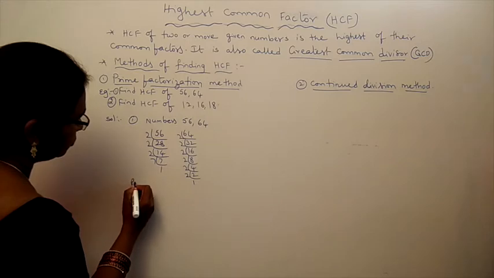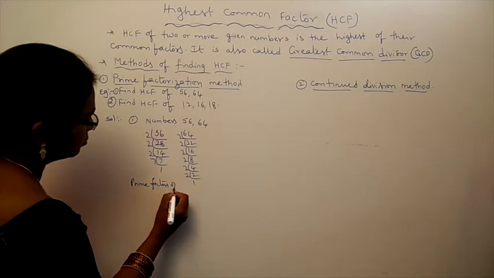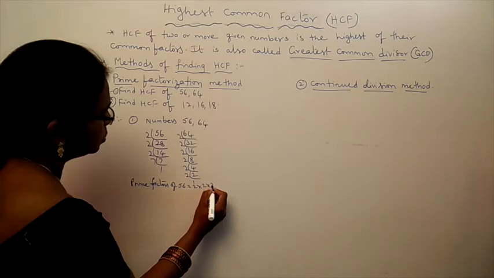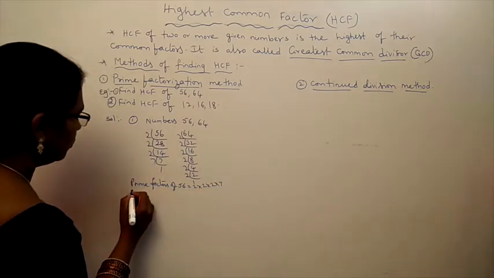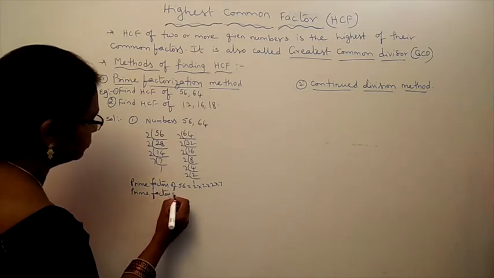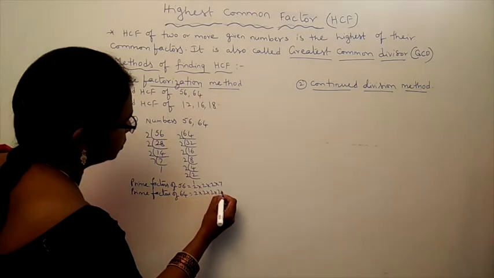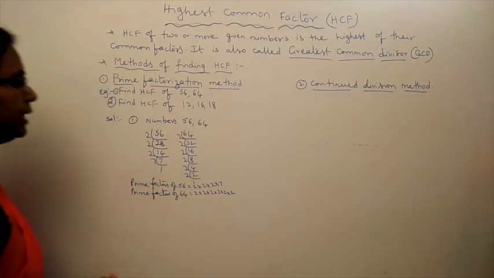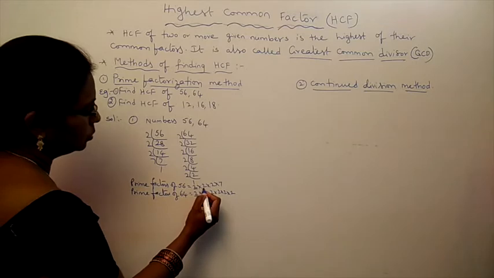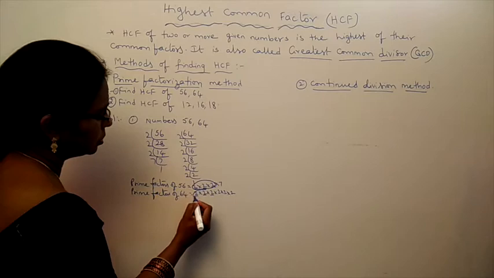Now what are the prime factors of 56 and 64? Prime factors of 56: 2 into 2 into 2 into 7. Prime factors of 64: 2 into 2 into 2 into 2 into 2 into 2. Now, what are the common factors? Three 2s are common. In this also three 2s.